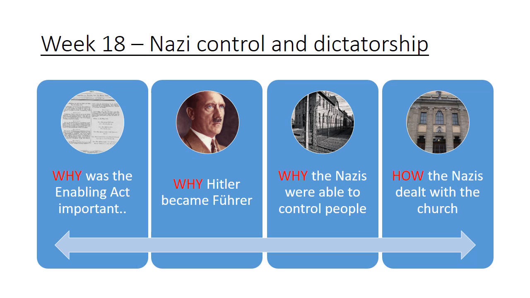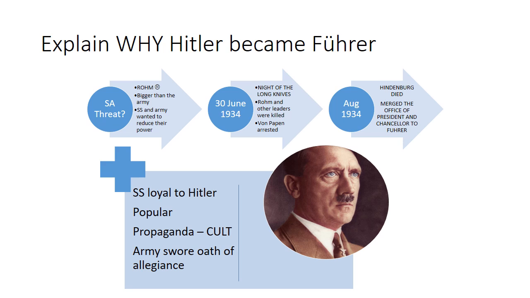So how did Hitler become Führer? One of the key things that's important to understand about this was the internal divisions amongst the Nazis. So the SA had obviously helped Hitler to get into power, but Hitler was becoming increasingly concerned about the power of the SA, particularly the actions of Röhm, who was the leader. He was getting increasingly unhappy with Hitler, and they were arguing quite a lot.